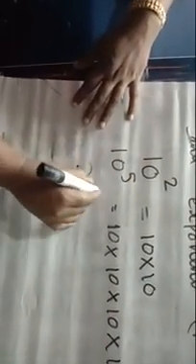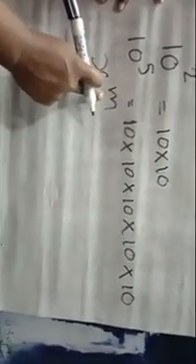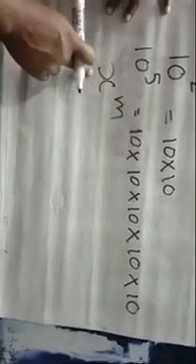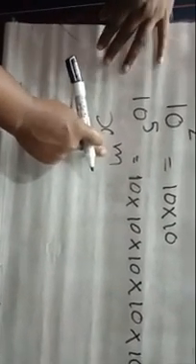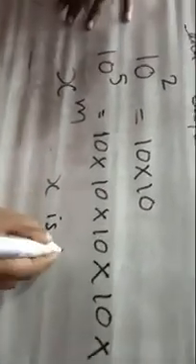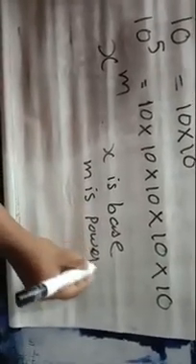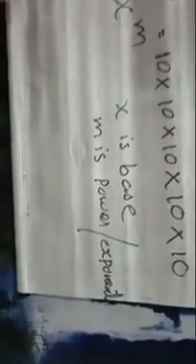And how to read this one? x raised to m, or x raised to the power m. Here what is our power or exponent? m is called the power or exponent and x is called the base. Clear?